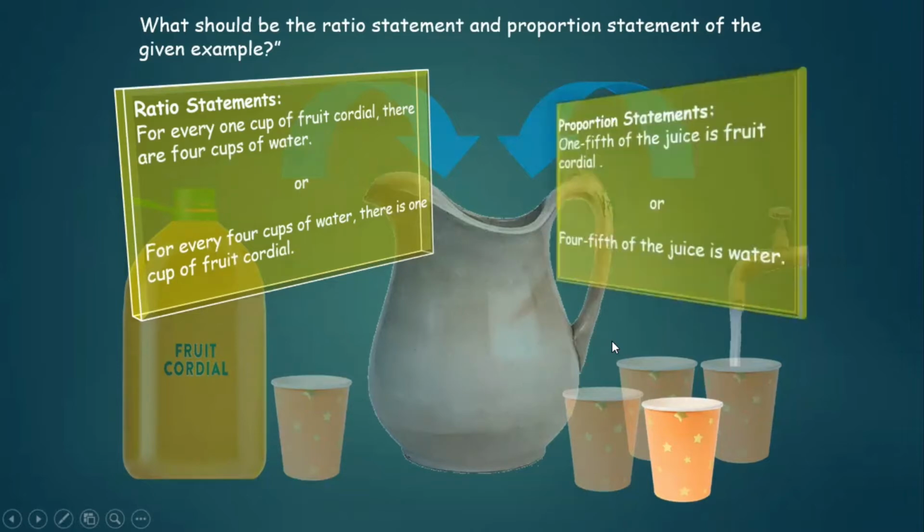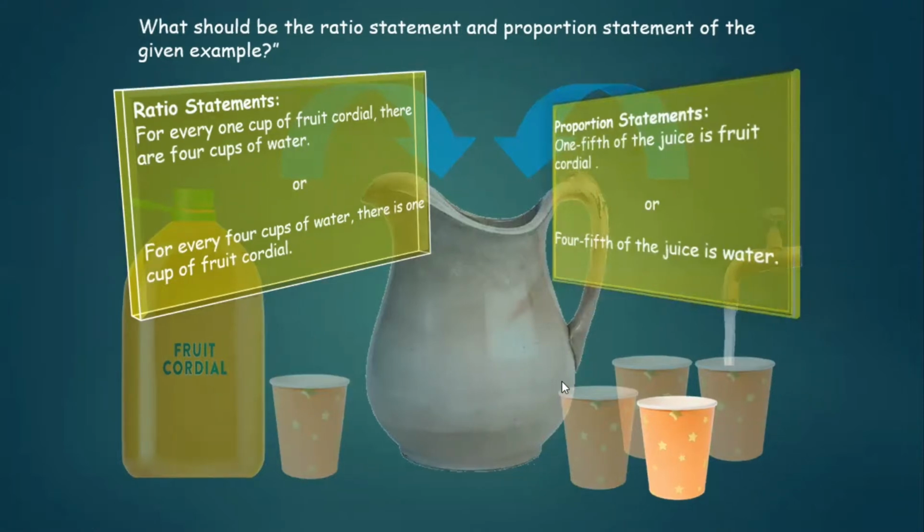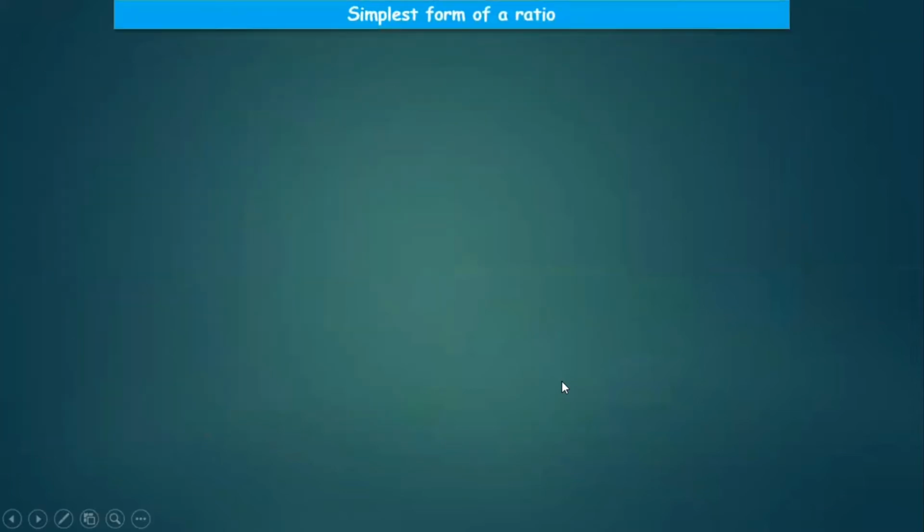And if I ask you, what is the proportion statement? So 1/5 of the juice is the fruit cordial or 4/5 of the juice is water. So this is the difference between a ratio and proportion, children. Please remember. Okay. Now, how do we simplify the ratio?